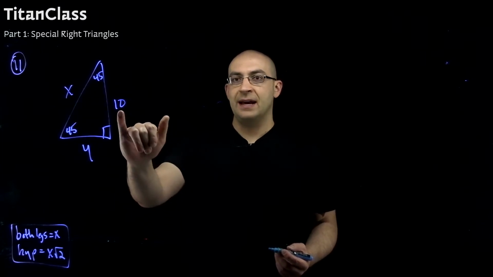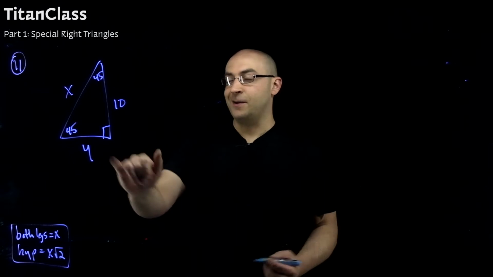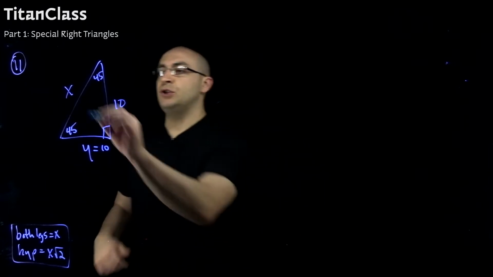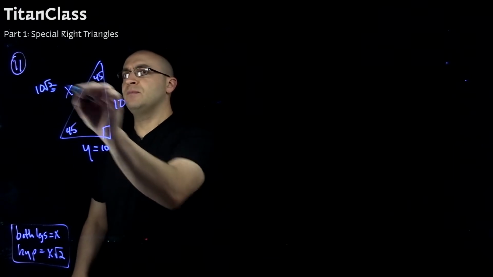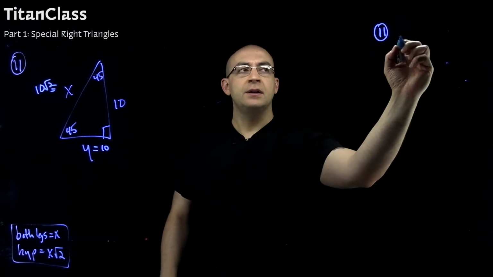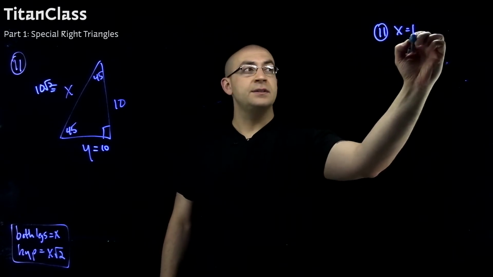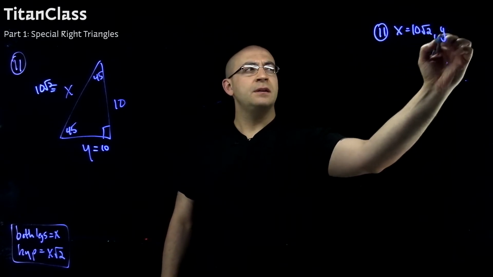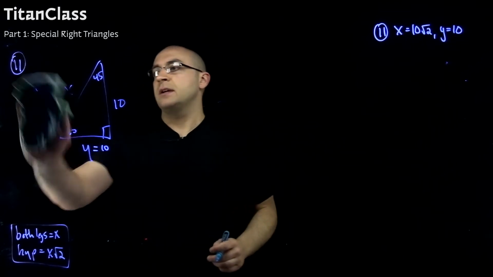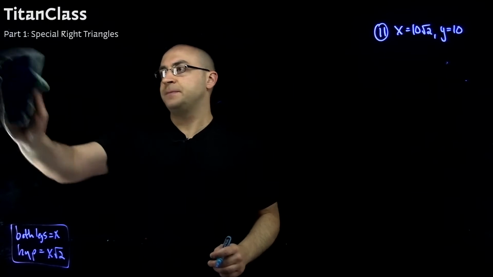So if we have a 10 here for the leg, that means y also has to be 10. And x is going to be 10 root 2. So that's pretty simple. 45, 45, 90s are a little bit simpler than everything else, right? So we'll say x is 10 root 2 and y is 10. All right? All right, these actually twist and turn all over the place.